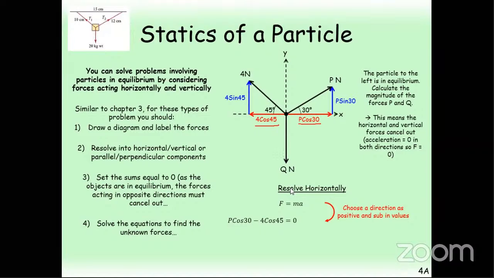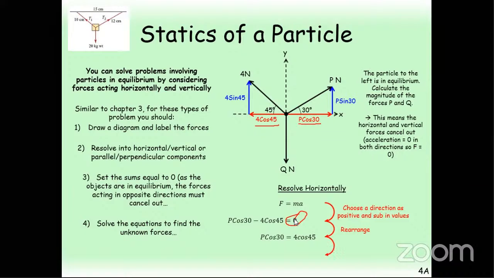And then we see the system is in equilibrium, so we don't expect any acceleration. So the mass of the particle times 0 acceleration is why we are equating it to 0. After that, we rearrange. The 4 cos 45 we take to the right hand side, so P cos 30 is equal to 4 cos 45. When it crosses, it becomes positive.